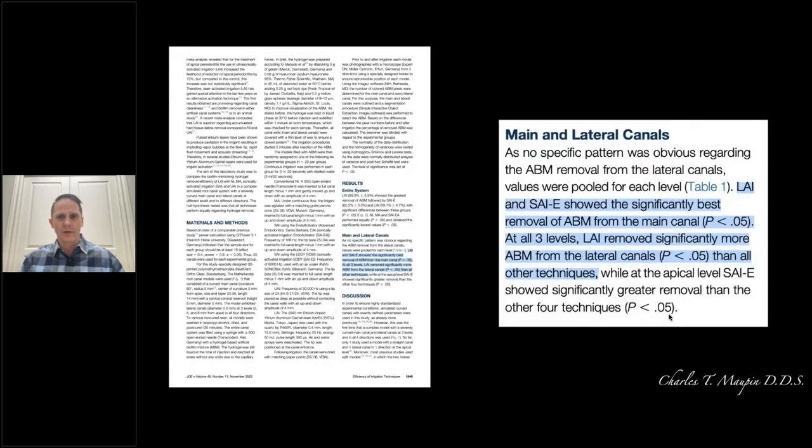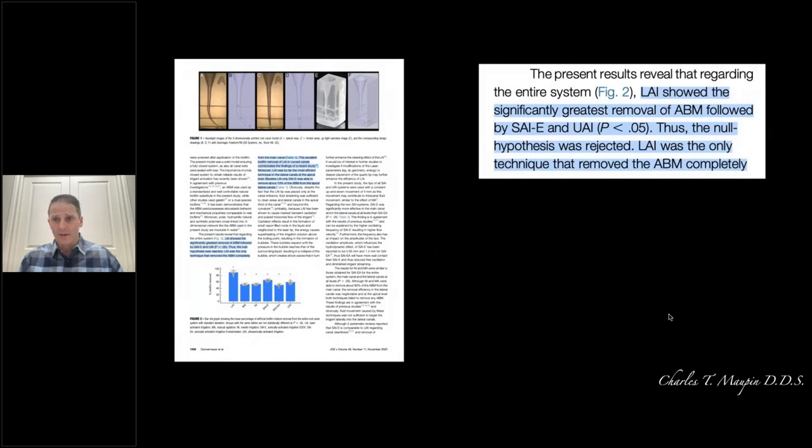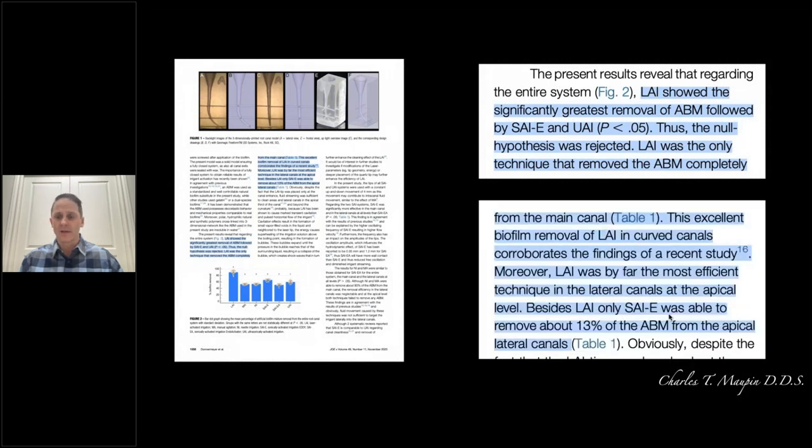So if we go to the paper here and we look at a few key things, the main and lateral canals, laser activated irrigation and the sonic activated irrigation with the EDDY showed the significantly best removal of the biofilm from the main canal. At all three levels, laser activated irrigation removes significantly more ABM from the lateral canals than any other technique. Continuing on here, laser activated irrigation showed the significantly greatest removal, followed by SAI, thus the null hypothesis rejected. Laser activated irrigation was the only technique that removed the ABM completely from the main canal.